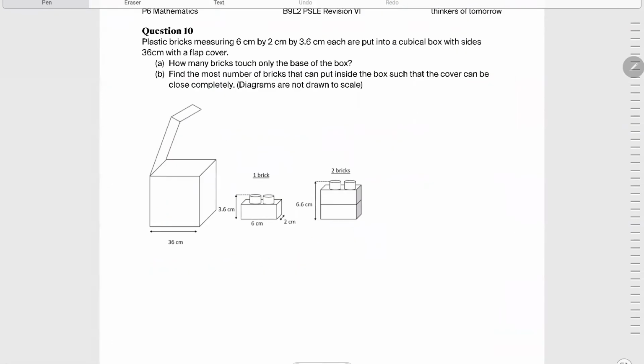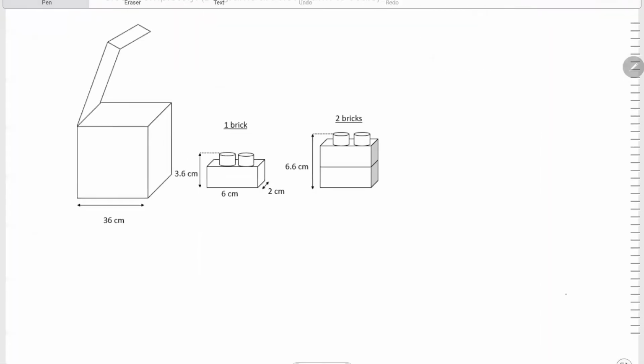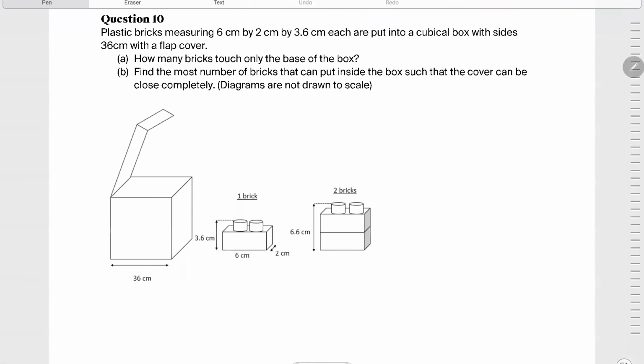Okay, this is also a very common kind of PSLE question. Okay, plastic bricks measuring 6, 2, and 3.6 are put in a cubical box. Okay, how many bricks touch only the base of the box?